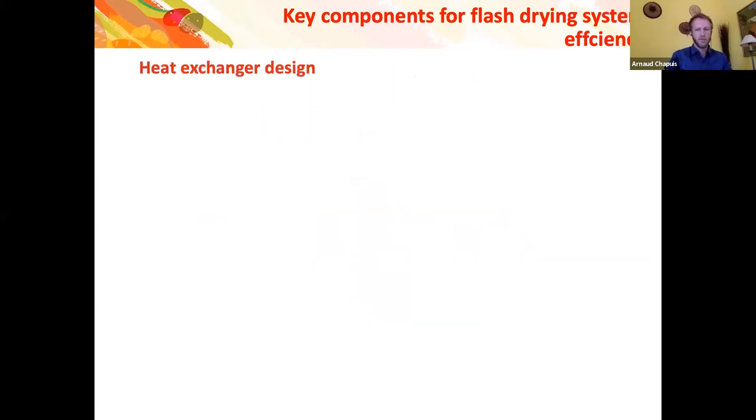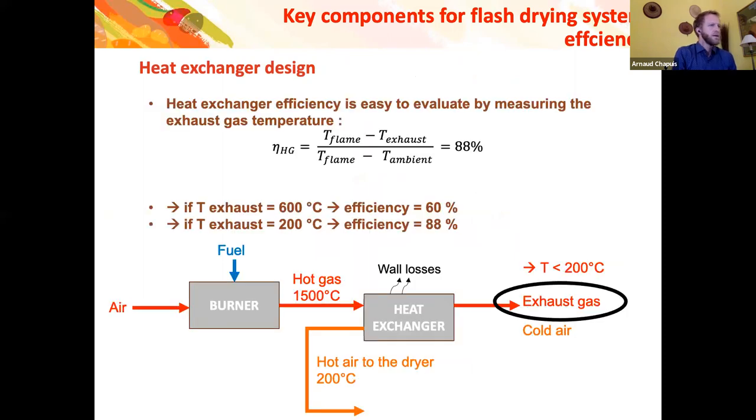Now another key equipment of the system is the heat exchanger. We said that on a heat exchanger, the main losses are in the exhaust gas that is released. It should be released below 200 degrees to have a good efficiency. This is why the efficiency of a heat exchanger is very easy to evaluate by measuring this temperature. If you are at 500 degrees, you still have a lot of energy in the exhaust gas, and that means your heat exchanger design can be improved. As an example of calculation, if you are at 600 degrees at the exhaust gas, the overall efficiency is about 60% of the fuel energy content, while if you have 200 degrees, you are at 88% efficiency.